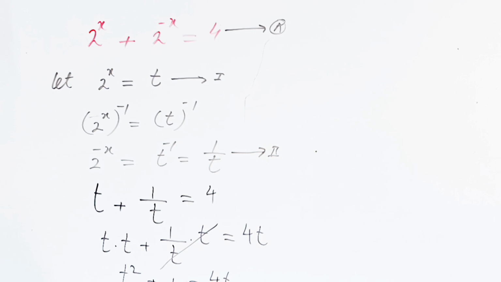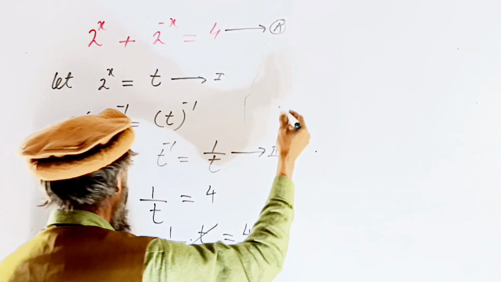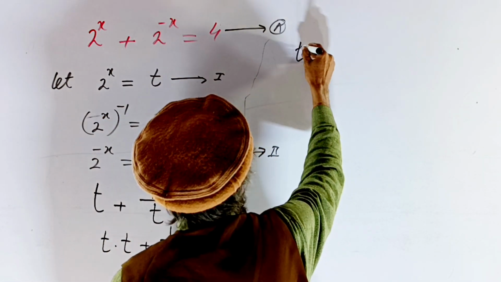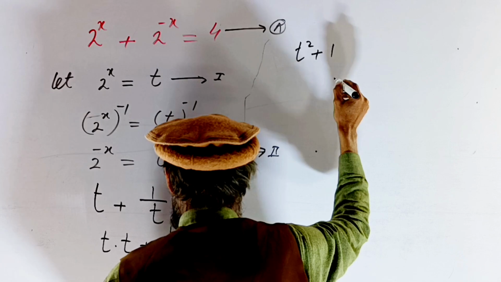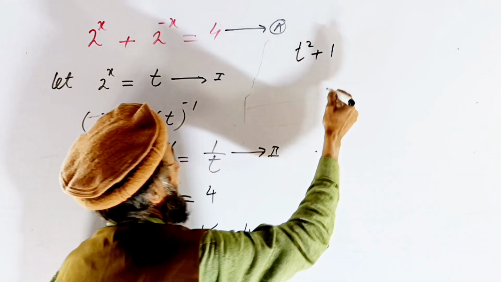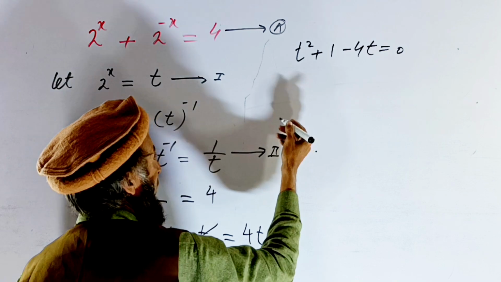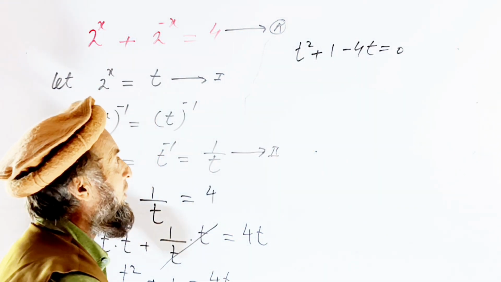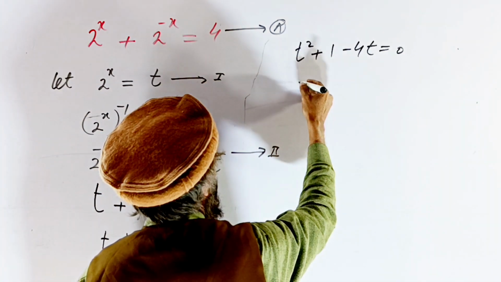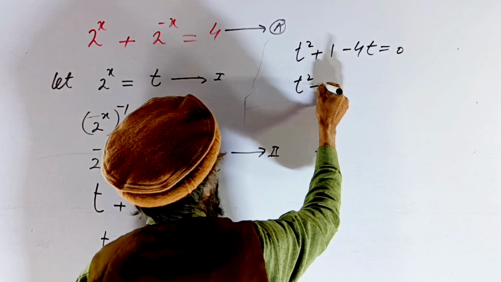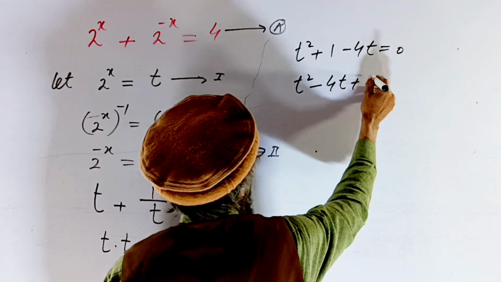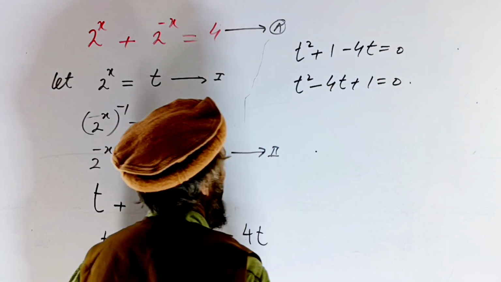Now 4t is moved to the left side, so we can write t^2 + 1 - 4t = 0. Now arrange it in quadratic form: t^2 - 4t + 1 = 0.